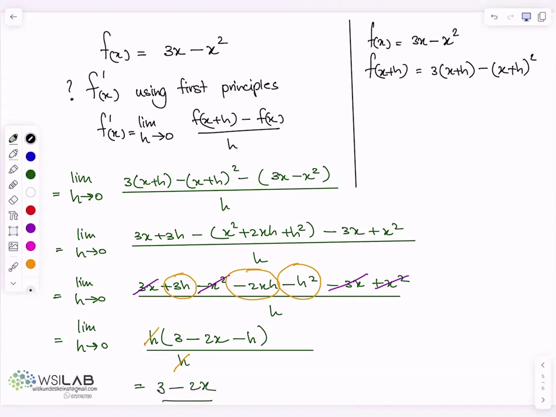But that you knew from the beginning. Look, if you do this derivative, it's 3 minus 2x, isn't it? Yes. So that answer is correct.